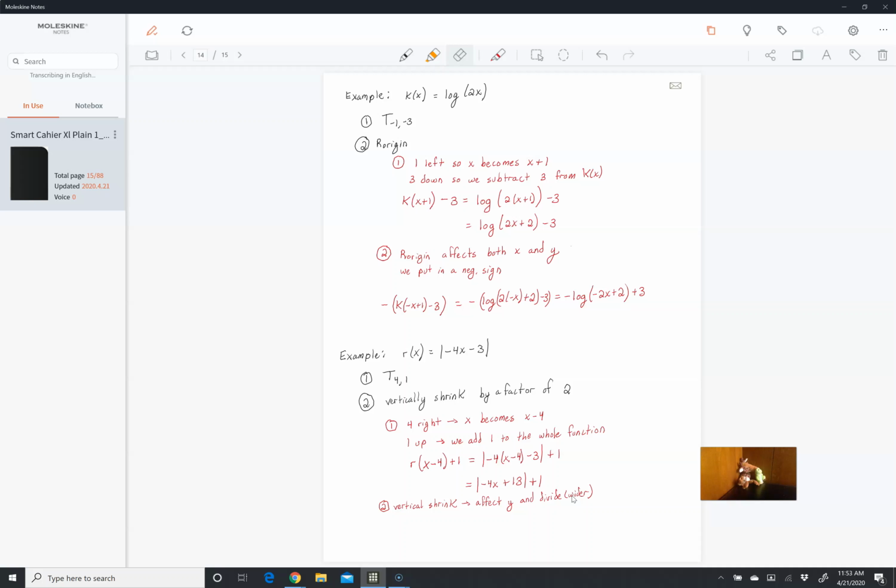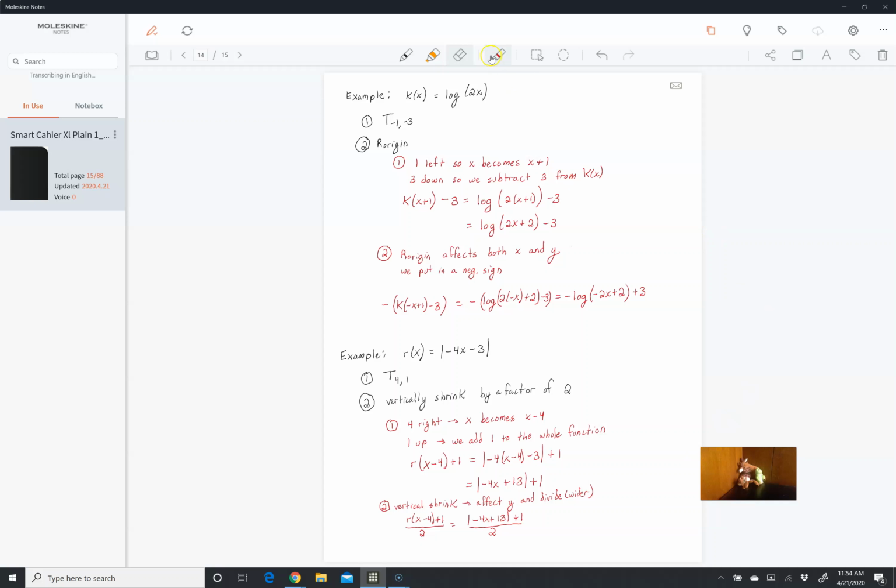So what does that mean? That means that we're taking the whole function, r of x minus 4 plus 1. And what are we doing to it? We're dividing. What are we dividing by? We're dividing by 2 because that's what we're shrinking by. So now that just means take this whole function, absolute value of negative 4x plus 13 plus 1, and divide the whole thing by 2. Okay, and that's it. That's all that we have to do there.